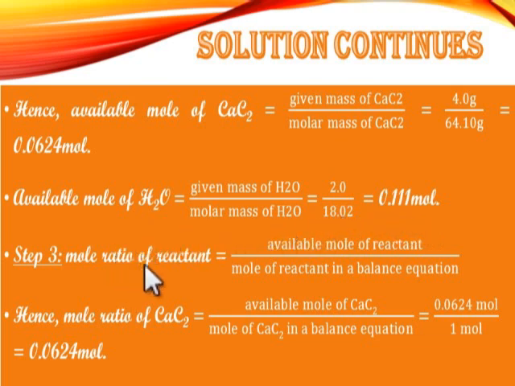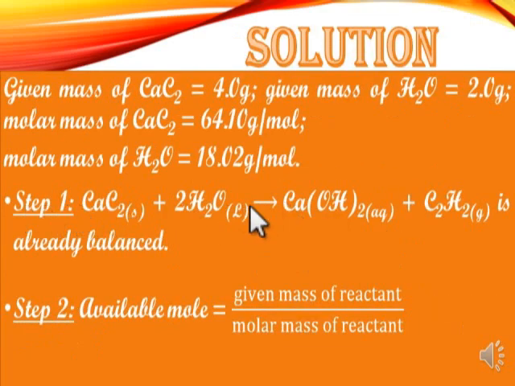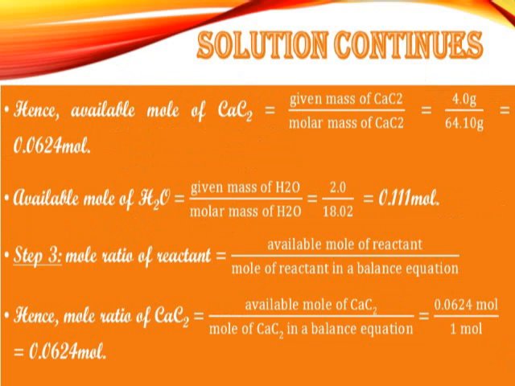The next thing is to calculate the mole ratio of the two reactants. The formula for mole ratio is the available mole of reactant that was calculated all over the mole of reactant in a balanced equation. Look at this equation now. In this equation, the mole in a stoichiometrically balanced equation is the number written in front as the coefficient. So the mole of calcium carbide in the stoichiometrically balanced equation here is 1, and here, water, is 2. So that is what we're going to use to calculate.